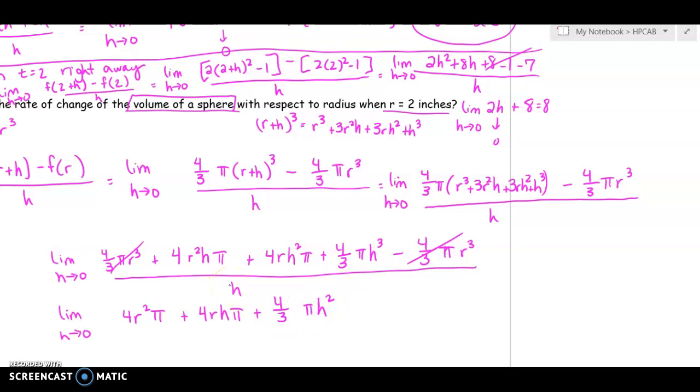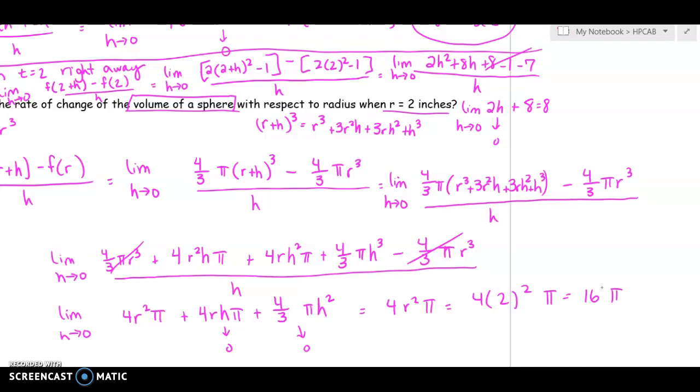Now when we plug in h equals 0, this is going to go to 0, this is going to go to 0. So you're left with 4 radius squared pi, or 4 pi r squared. We know that the radius is 2, so we've really got 4 times 2 squared times pi. 4 times 4, you're going to get 16 pi. All right, so that's going to be the rate of change. It's going to be 16 pi.